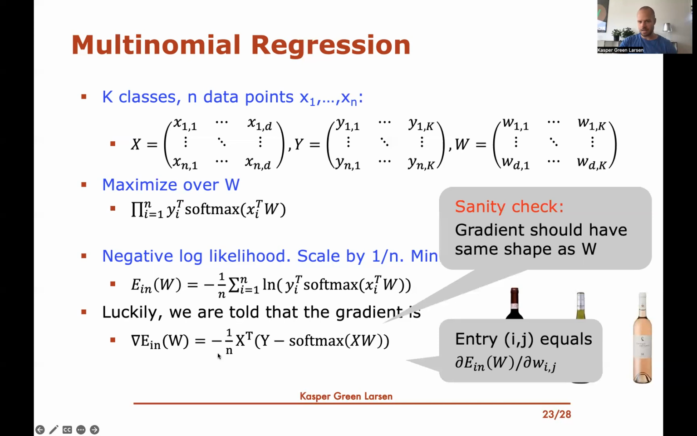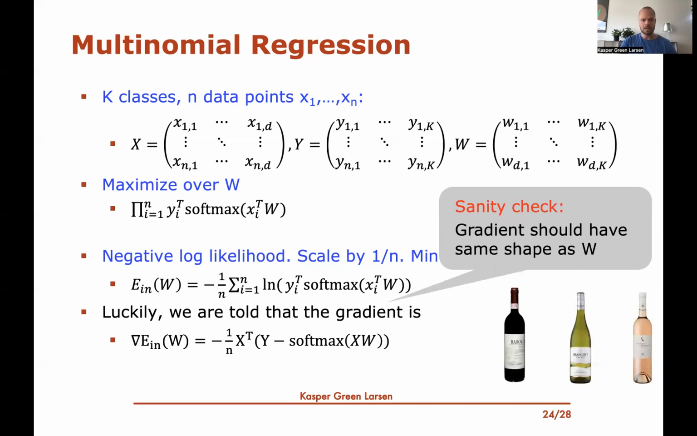Okay. So we're not going to prove it, but let's do a small sanity check to see that this at least makes sense with the shapes. This gradient should have the same shape as the matrix of parameters w. So w is a d by k matrix, so this right-hand side should at least also be a d by k matrix. Otherwise, we've done something wrong. So let's check that this is the case.